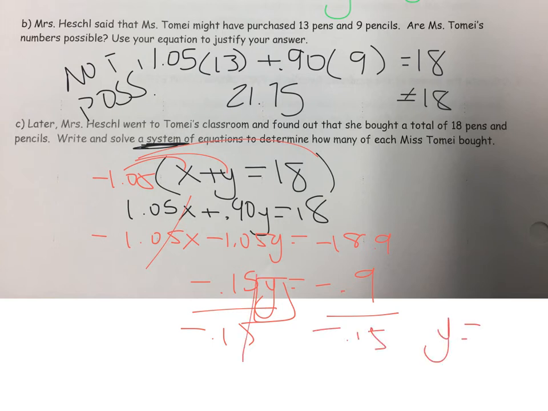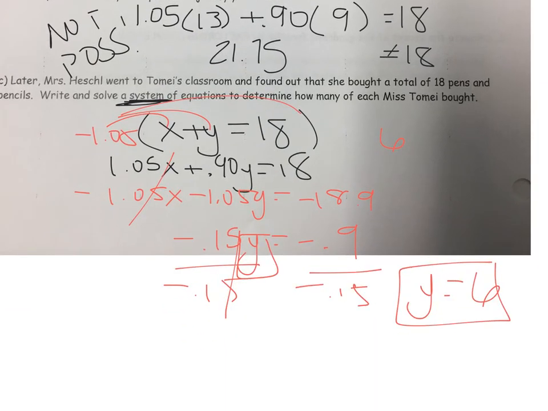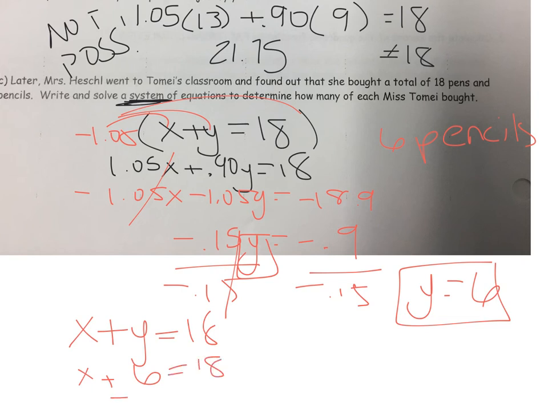So y is actually equal to 6. So that means there are 6, what did we say? Y is the pencils. 6 pencils. Now, we have 18 total. Between the pens and the pencils, we have 18. But now I know 6 pencils. How many pens did we buy? 18 minus 6 means x equals 12. So we're going to have 6 pencils and 12 pens.